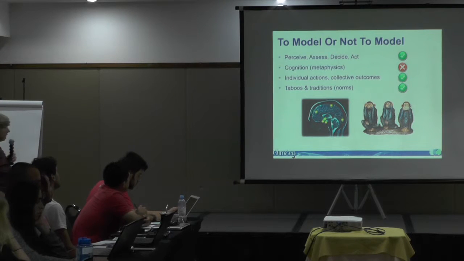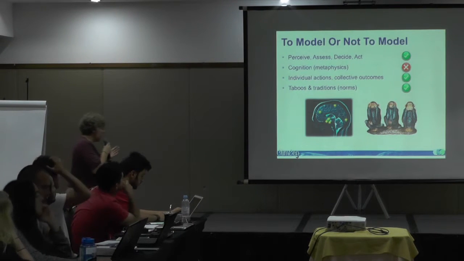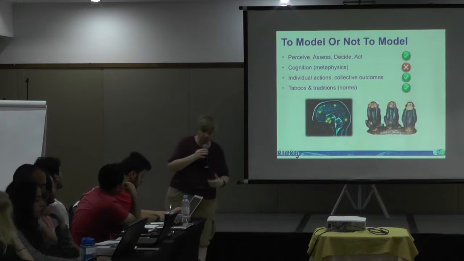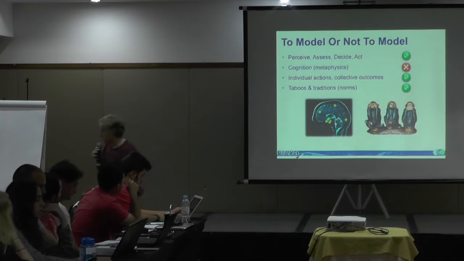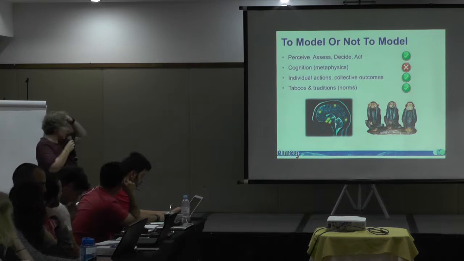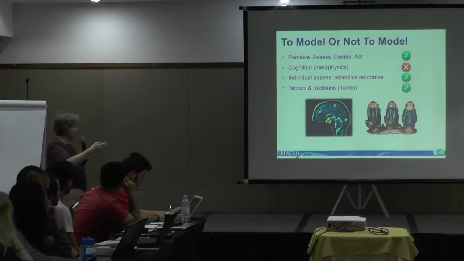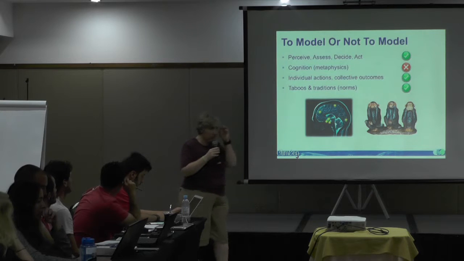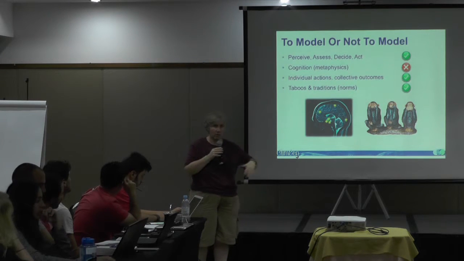So when you're building one of these models, the kinds of things it can deal with are decisions to act: assessing a set of circumstances, deciding how to respond to those circumstances, and then the individual actions and how they might be expressed as collective outcomes. It's really good at looking at norms and rules and all the kind of taboo things that Ingrid will cover later in the week, but it's not good at metaphysics. It's not trying to replicate exactly what's happening in the head. It's just following some simple rules.